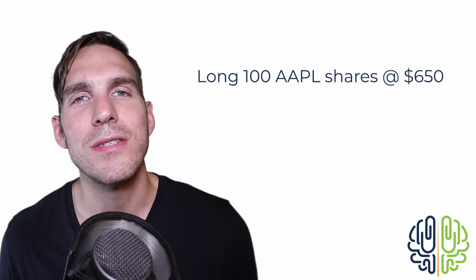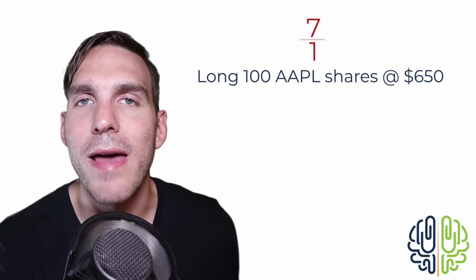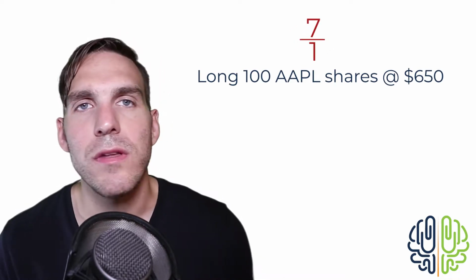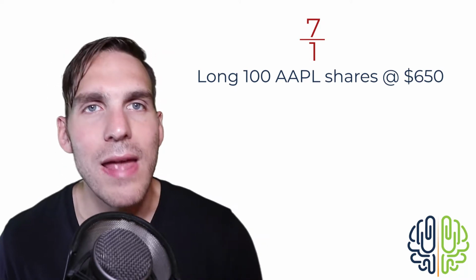Let's look at the math to understand this a little bit better. Assume an investor owns 100 shares of Apple stock at $650 per share prior to the stock split. To figure out what the change looks like, let's utilize something that I call the stock split factor. To find the stock split factor, go back to the stock split numbers and divide the first number by the second number. In this case, we'll divide 7 by 1 and get 7.